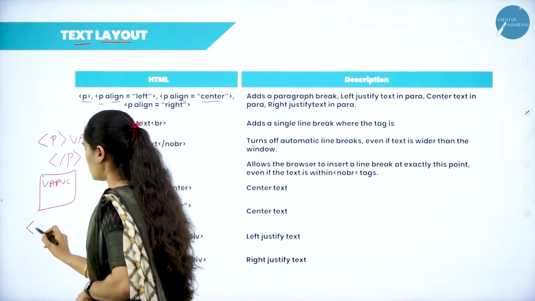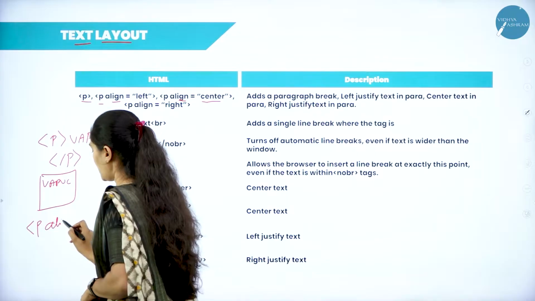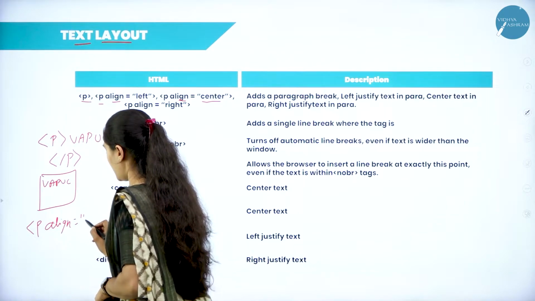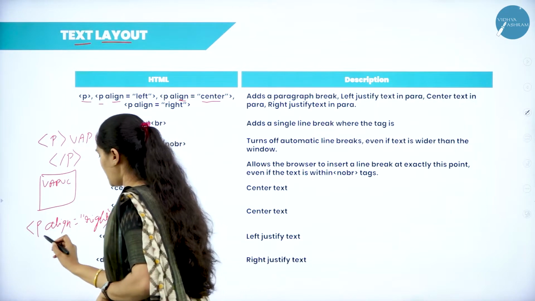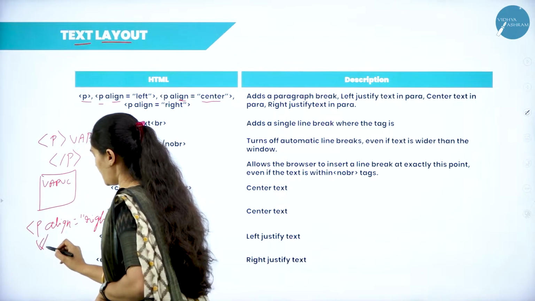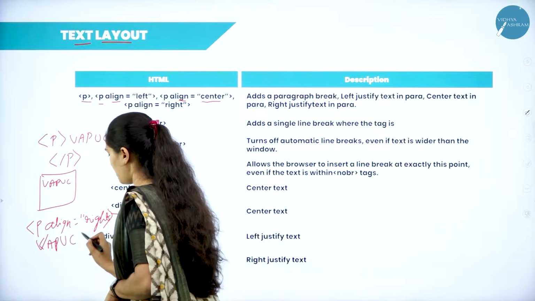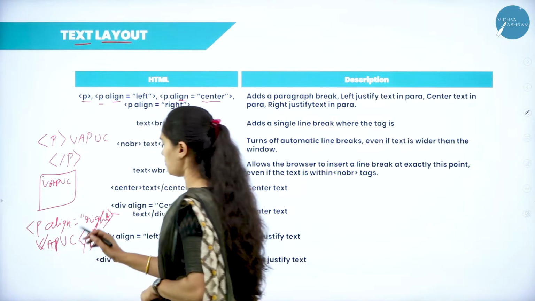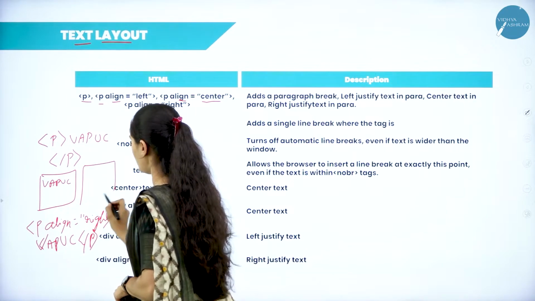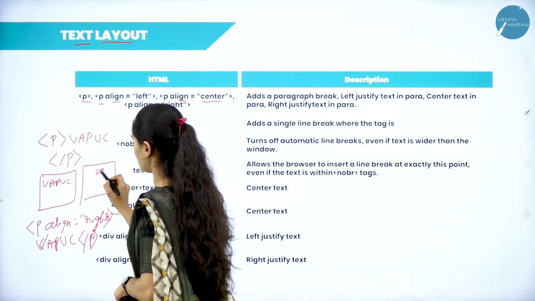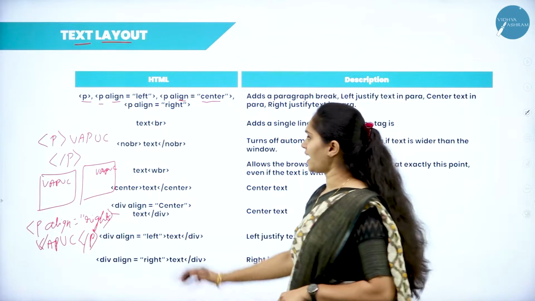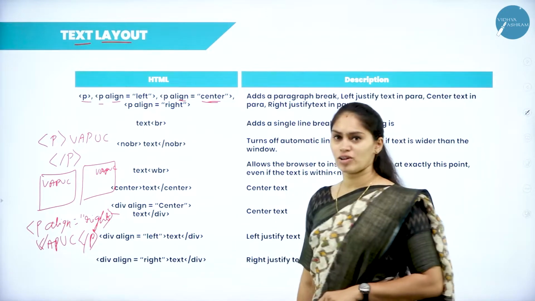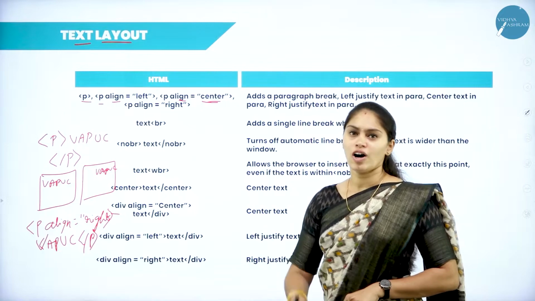For example, if I write P align is equal to right or center, and there I write content like VA PUC, then I close this P tag. At that time, how will it look? It will be at the right side. This is how we use this align attribute. Within that we can have the text layout like left aligned, right aligned, or at the center.